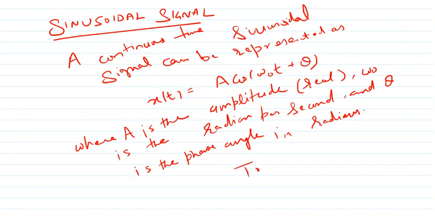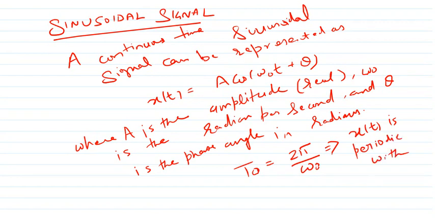So what is T naught? T naught equals 2 pi divided by omega naught. So it is periodic with period T naught. That is, x of t is periodic with period T naught. And omega naught, which is 2 pi f naught, is the fundamental angular frequency.